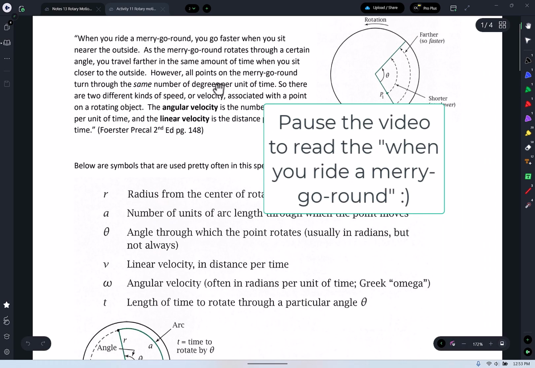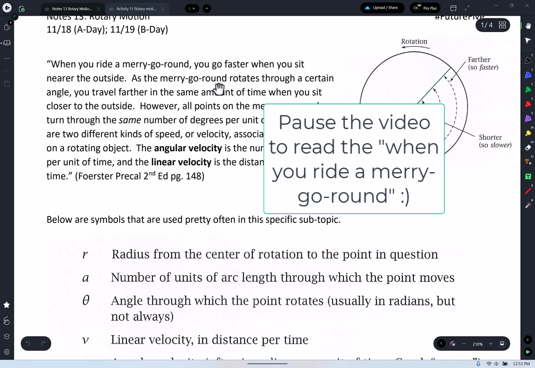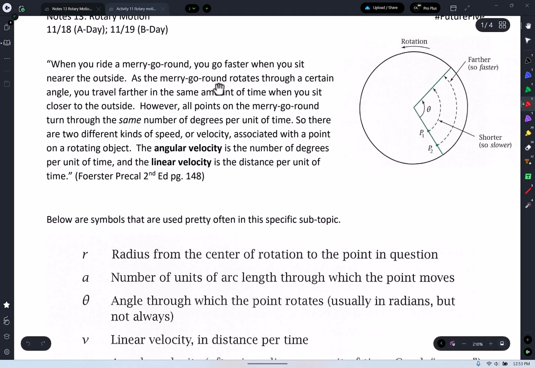So have you ever gone on a merry-go-round? If you are outside of that merry-go-round, then as time passes by, you're going to be going all around like that, right? So that's called the distance that you traveled. But if you go right in the center while the merry-go-round is spinning, then you don't travel any distance. You just spin. Does that make sense?